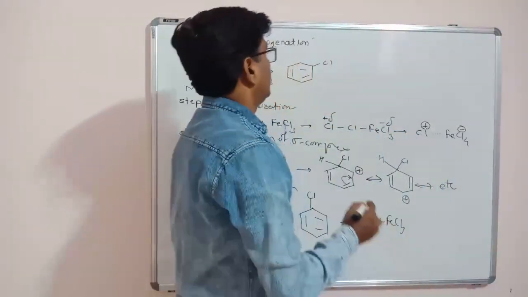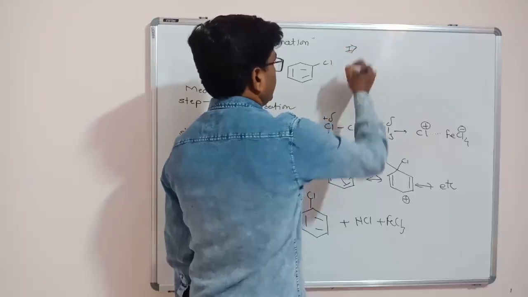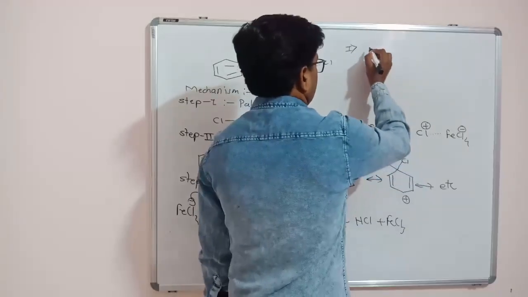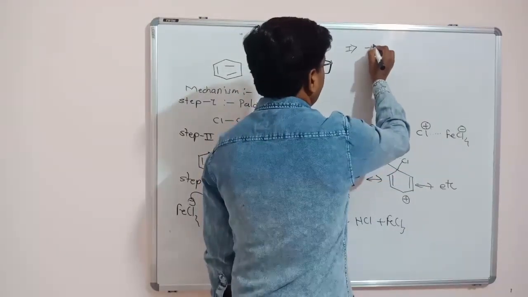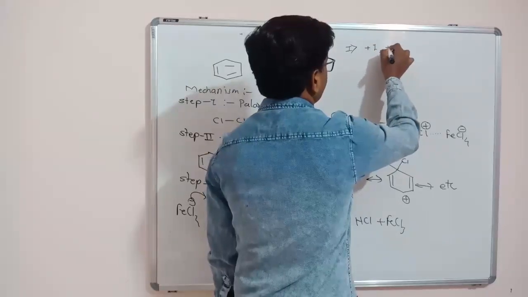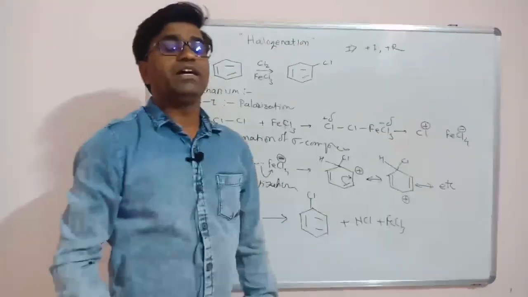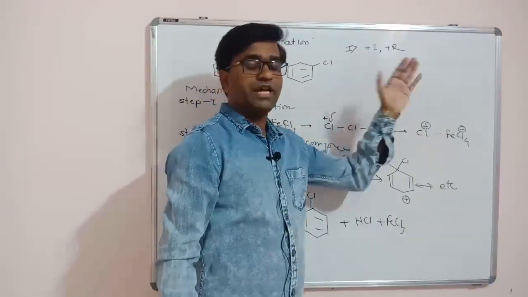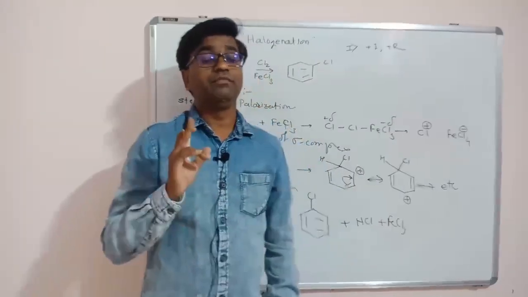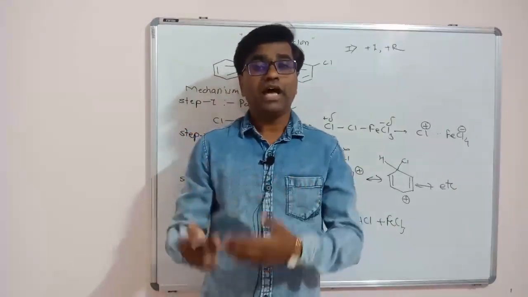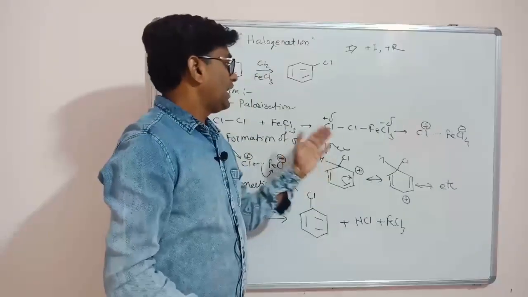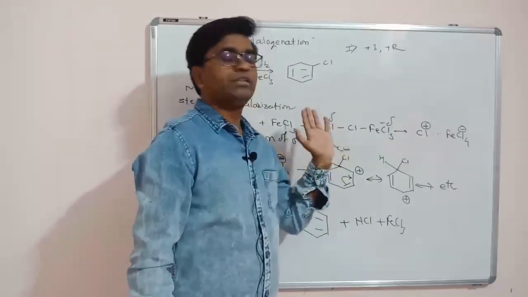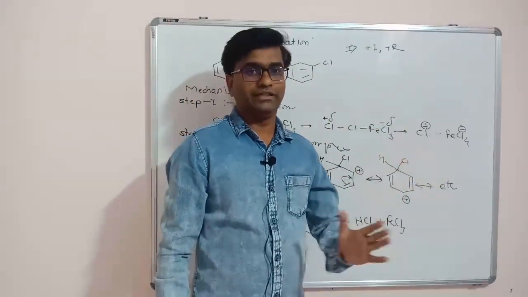Now this mechanism has some characteristics. So what are the characteristics? The first characteristic of this mechanism is that the catalyst is not needed when our benzene ring is already substituted with plus I and plus R effect groups, because groups having plus I and plus R effect activate the benzene ring, that is, activate the aromatic ring. So in that case, the catalyst is not needed. The benzene will attack the chlorine molecule directly.